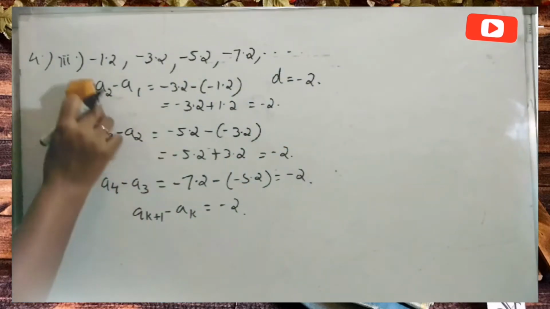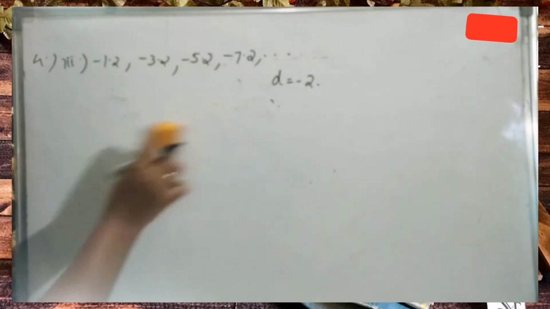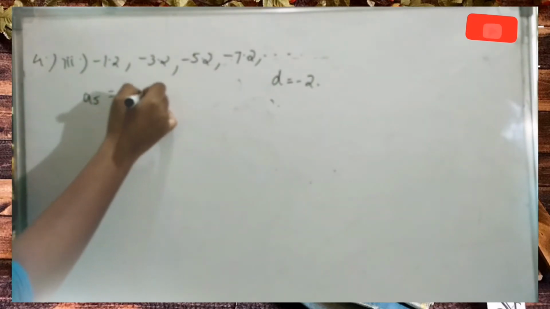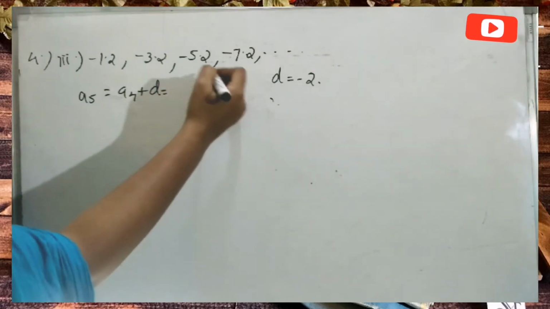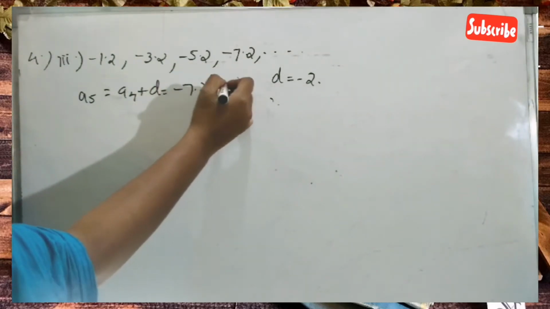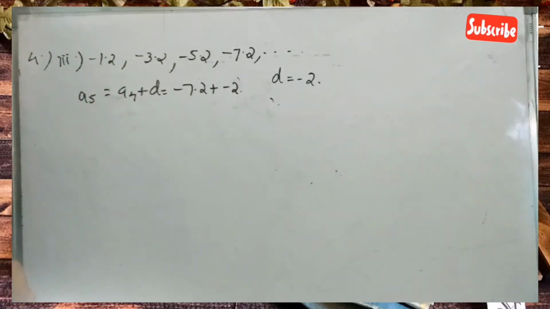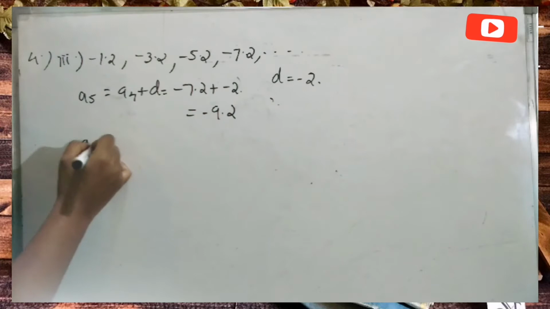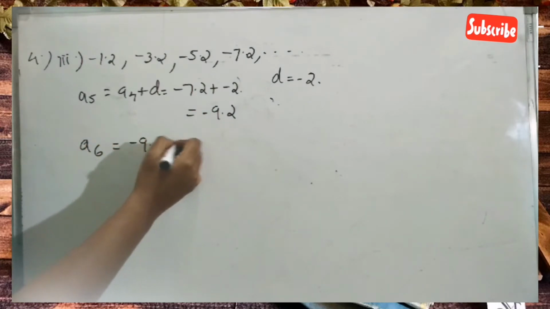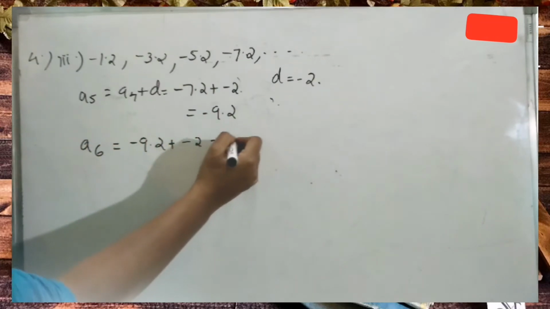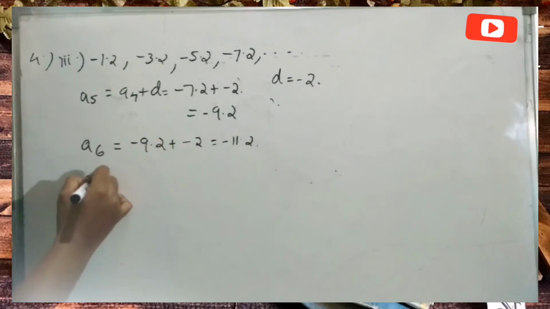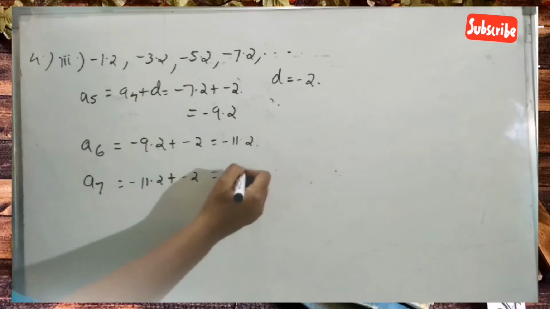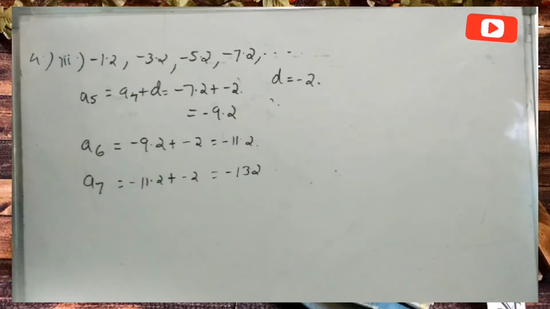Now we need to find 3 more terms, that is a5 is equal to a4 plus d, minus 7.2 plus minus 2, that is minus 9.2. And a6 is equal to minus 9.2 plus minus 2 is equal to minus 11.2. And a7 is equal to minus 11.2 plus minus 2 is equal to minus 13.2.